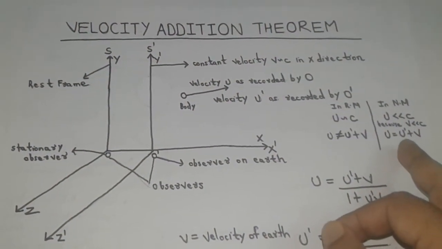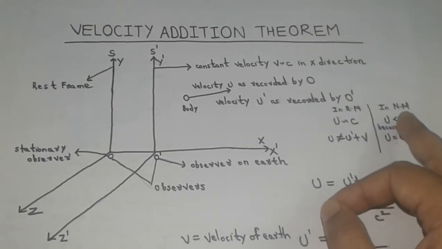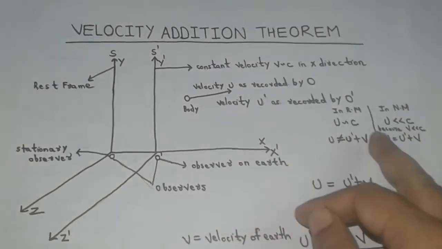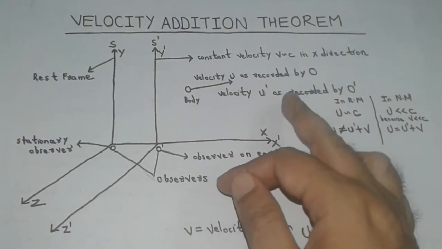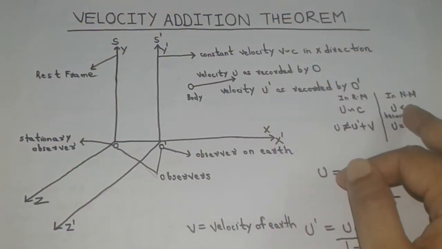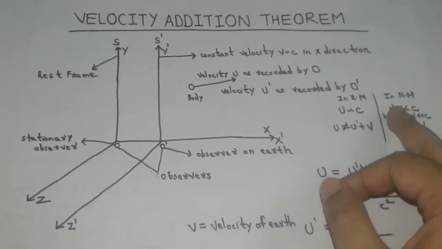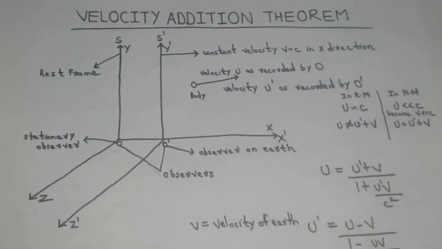However, we can consider U dash as equal to U minus V in Newtonian mechanics because the velocity V in Newtonian mechanics is very small compared to the velocity of light. So to determine the relative velocities in Newtonian mechanics, we either subtract or add the two velocities.